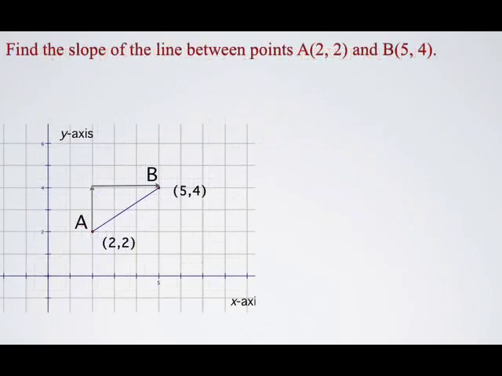So find the slope of the line between the points A (2, 2) and B (5, 4). The diagram is given here so you can check this visually, but perform the calculation algebraically, remembering to label your y2, y1, x2, and x1 points, and then substituting them into the formula. When you're finished, come back and check your results.